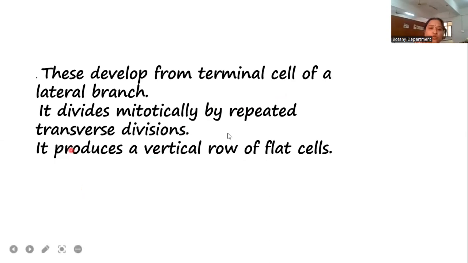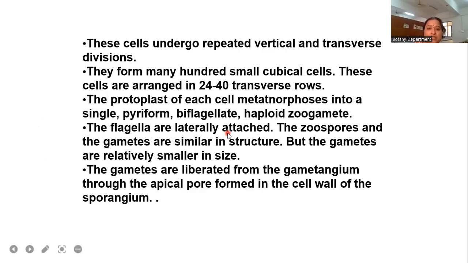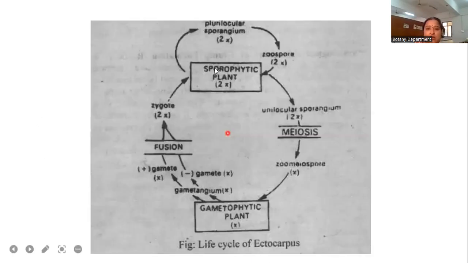This completes the Ectocarpus type study. See here you can observe the plurilocular sporangia and how it forms.